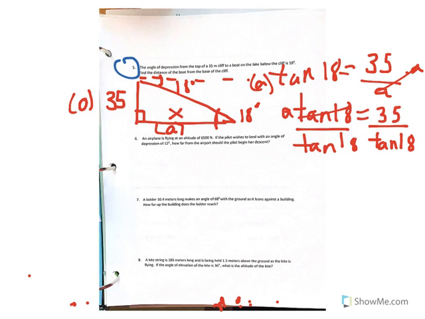Okay, cross these off. So make sure your calculator, Desmos, is in degrees. You're going to get a is equal to 35 over the tangent of 18, which gives you 107.72 meters. Okay? All right.